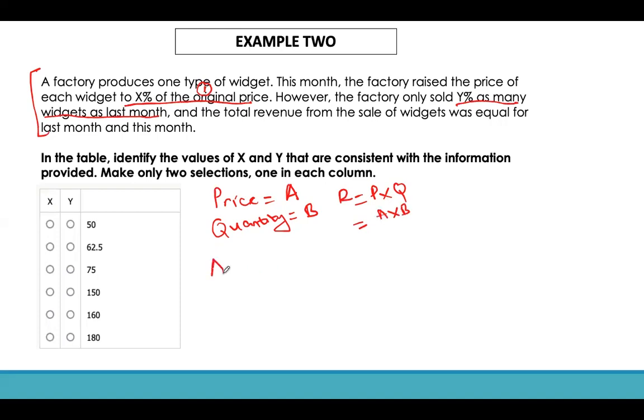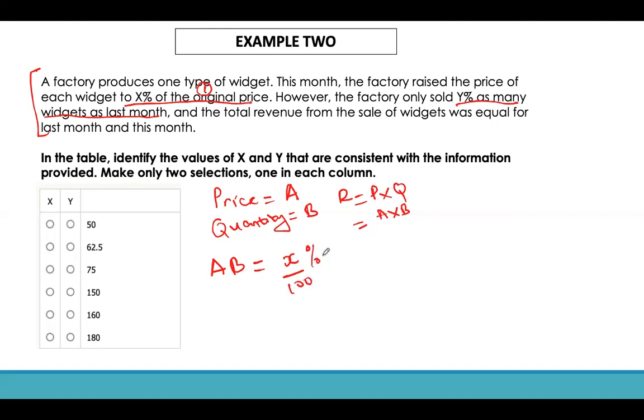So we're being told in the last sentence here that the total revenue from the sale of widgets was equal for last month and this month. So the product of price and quantity for last month must be equal to the product of the price this month and the quantity sold this month. And again, the price this month was X% of the original price. So you can just write X%.